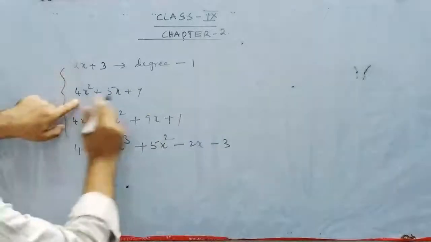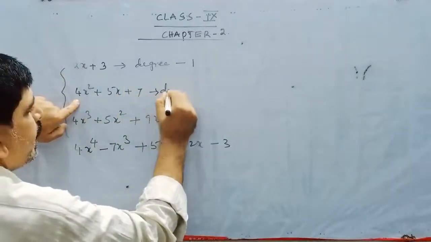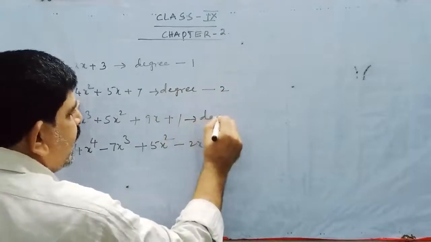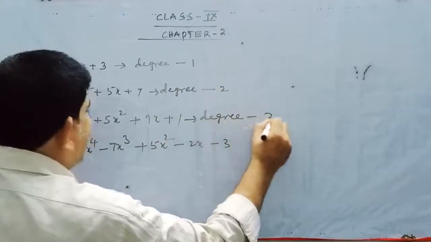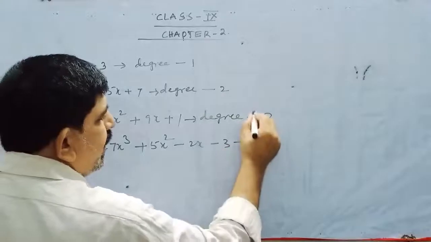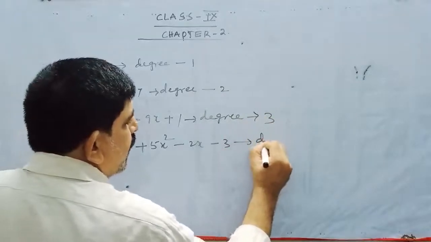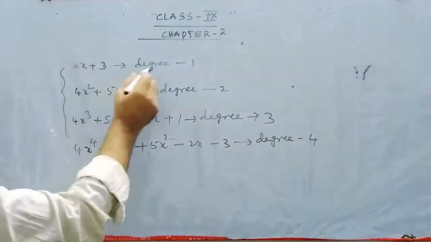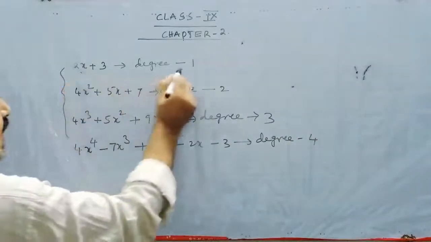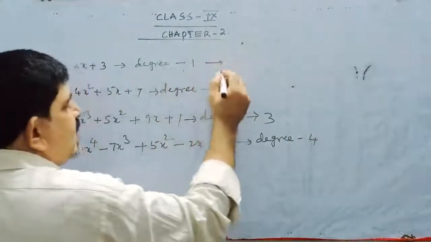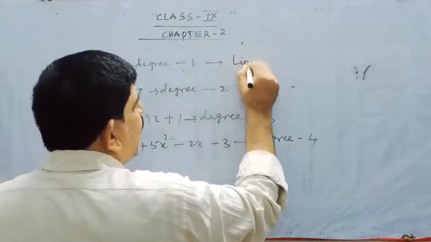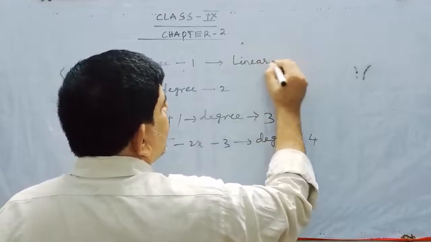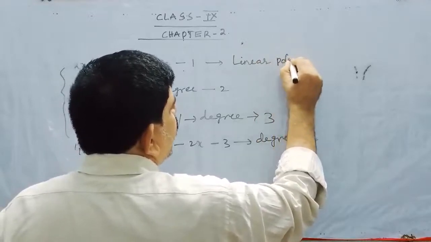Next, degree 2. Degree 3. Here degree 4. If the degree of the polynomial is 1, then it is known as a linear polynomial. Linear polynomial.